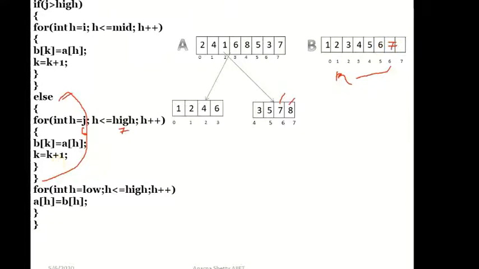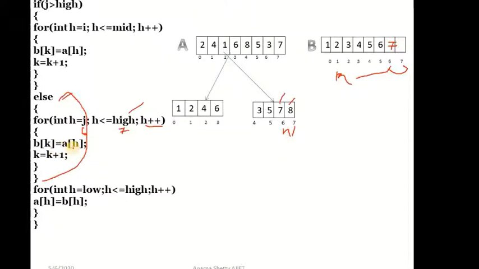Right, k is equal to k plus 1, so k gets updated to 7. Okay, and repeat with the next iteration of the for loop here. H plus plus, h was 6, now h becomes 7. 7 is less than or equal to 7? Yes, correct, 7 is equal to 7.